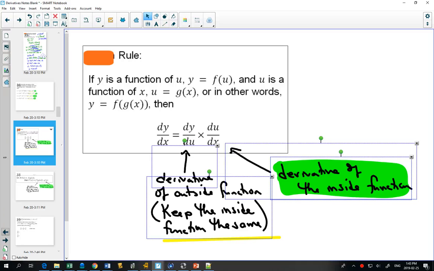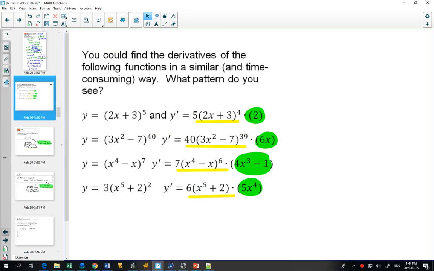But either one, what we're looking at when I go back to what we saw originally, our outside function is to the power of 5. Our inside function is the 2x plus 3. So if you did the derivative of the outside function, how do you do a power rule with the power of 5?